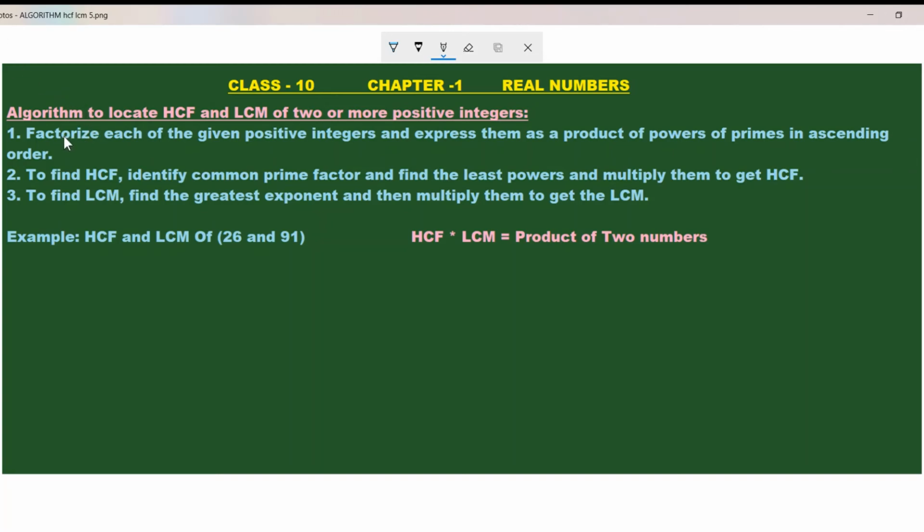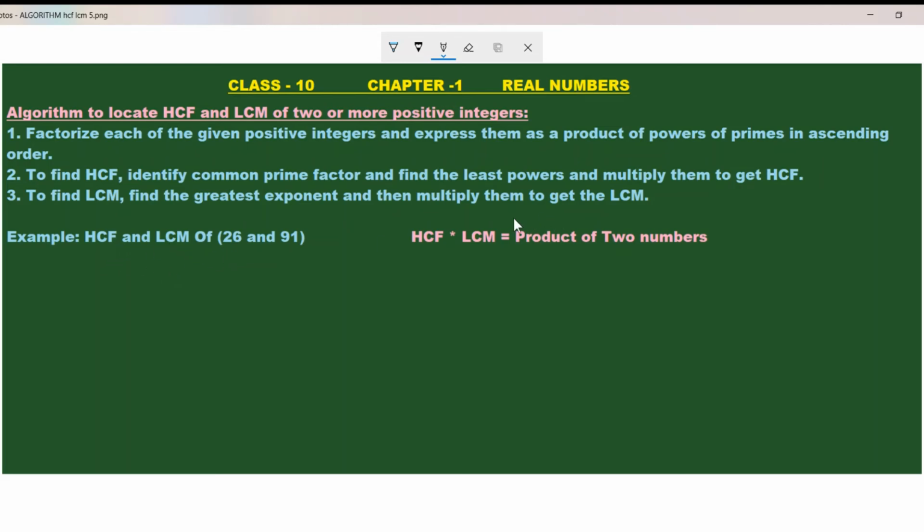In this page, we are going to see the algorithm to find the HCF and LCM of two or more positive integers. So what are the steps we'll do? Here we are going to find the HCF and LCM of given two numbers. We are not going to use the division lemma. We are going to use the ordinary method. That is, we have to write the given numbers in terms of prime numbers, as products of prime numbers, and then we are going to find the HCF and LCM.